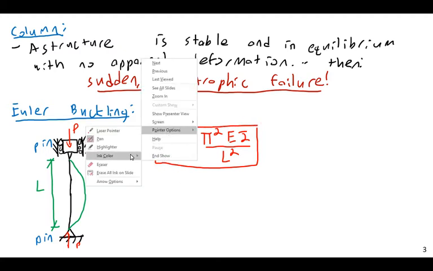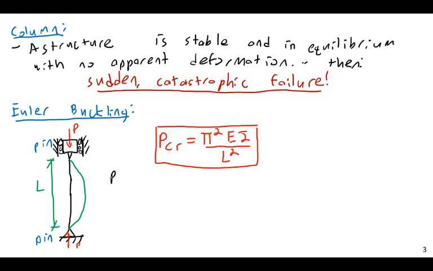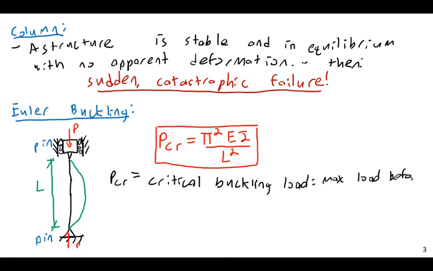All right, so let us consider this. Let me define all these things. You should be able to figure out most of them already. P critical is the critical buckling load, the max load before the column buckles, or starts to buckle. E, well, you know this one. What is E? Yes, your modulus of elasticity.